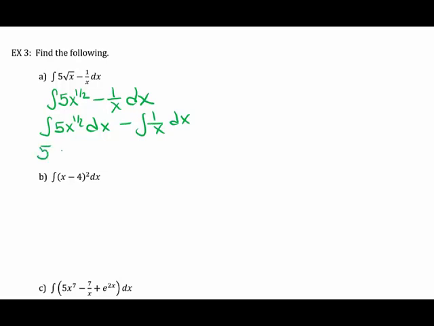All right, so let's do some practice. First thing I'm going to do is change that square root of x to an x to the 1/2. I have a difference, and so I can actually integrate each piece separately. I can integrate the 5x to the 1/2, and then I can integrate the 1 over x. The 5 is a constant. I can pull that out front.